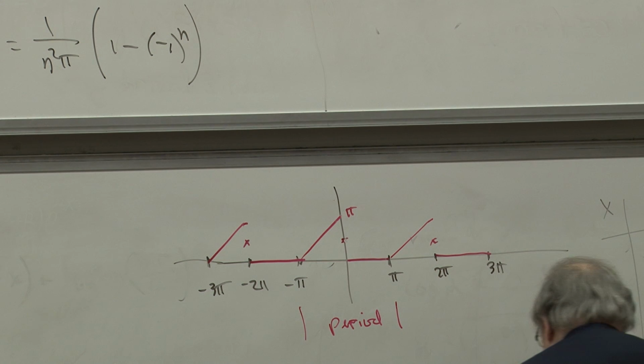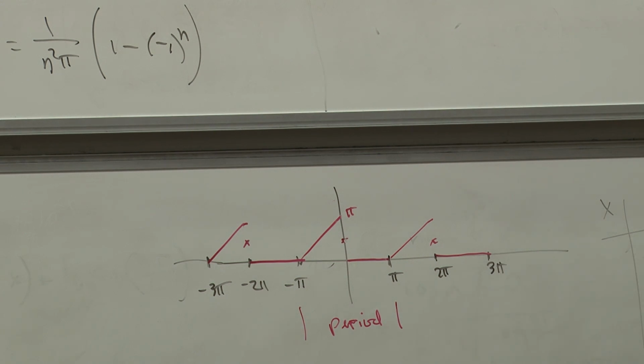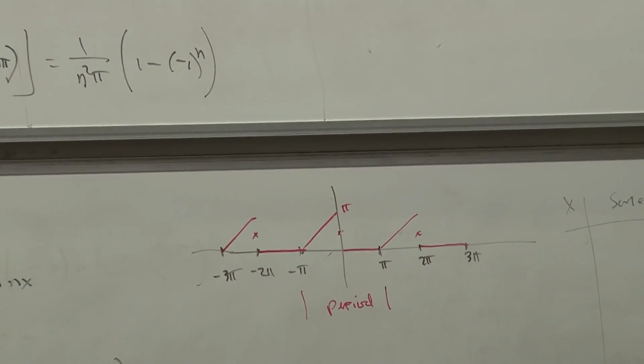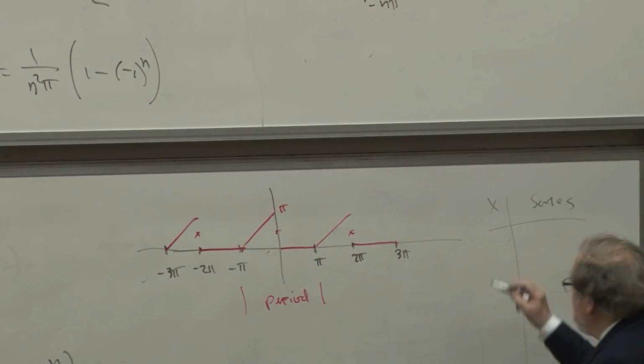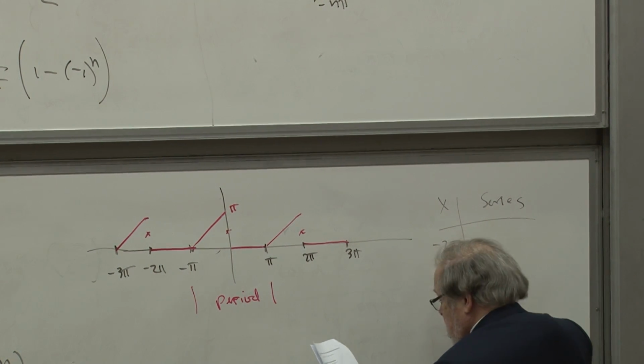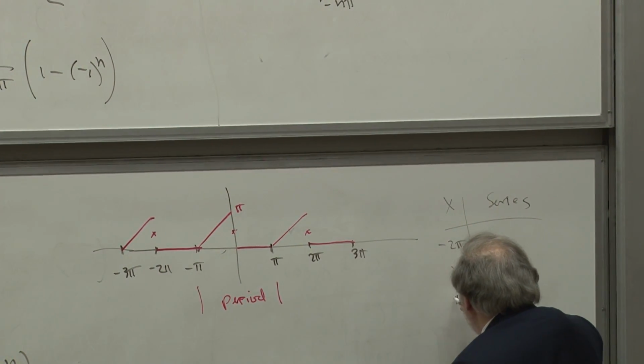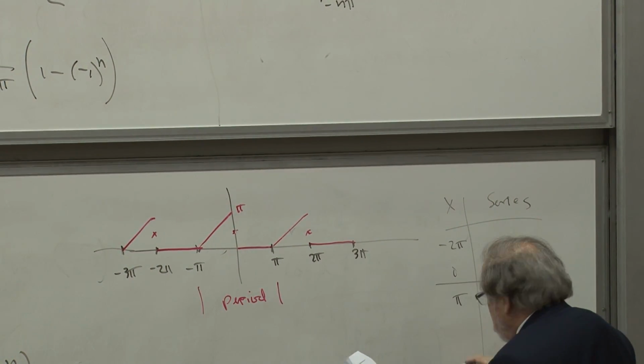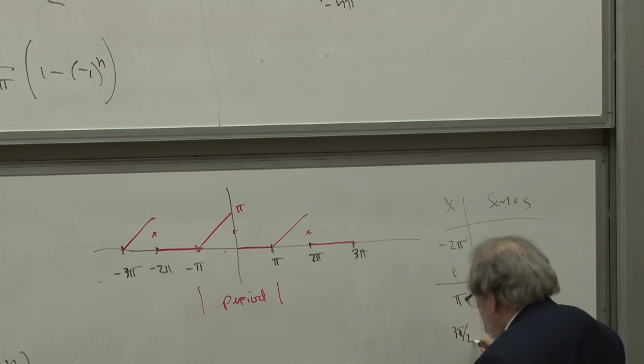And then there's a list of values here at which one wants to know what happens. How am I? Am I right on schedule? I am. Good. So we had negative 2 pi, 0, pi, 3 pi over 2, and 5 pi over 2.